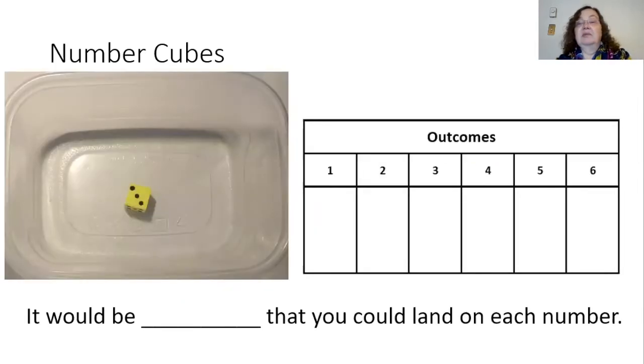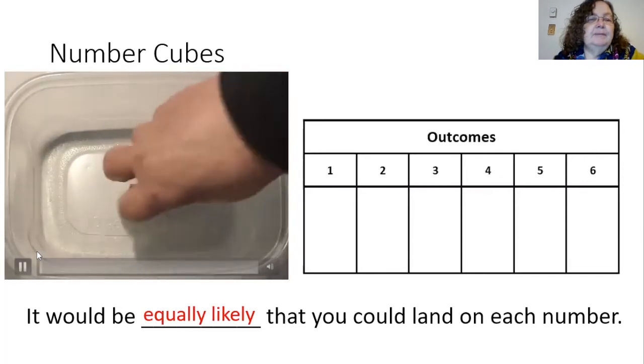So, you know, Ms. Yeager wants to do an experiment. So let's see how my experiment went. Oh, but first we have to make our prediction. It would be blank that you would land on each number. So if I'm going to roll it 10 times and I want to land on at least a 1, a 2, a 3, a 4, a 5, and a 6, what would you say? I said equally likely that I could land on a number. So let's do our experiment. You ready? Okay.